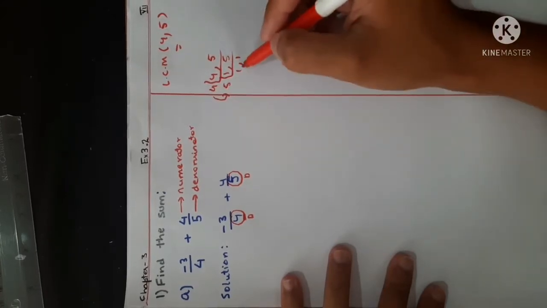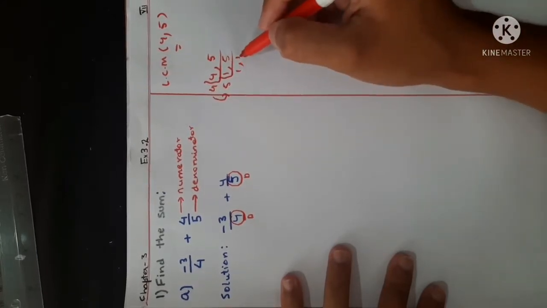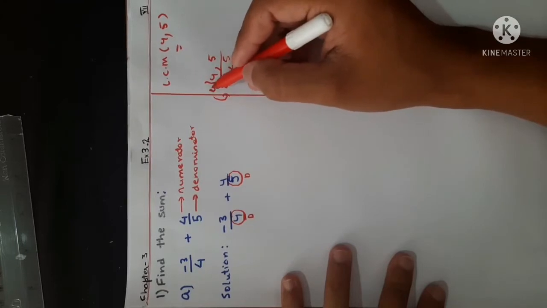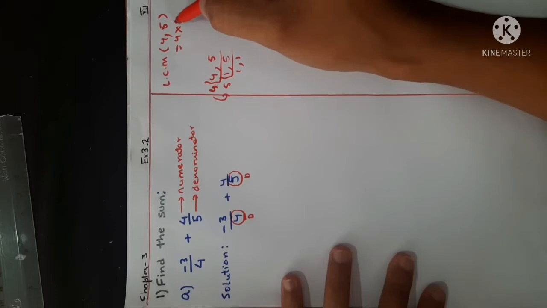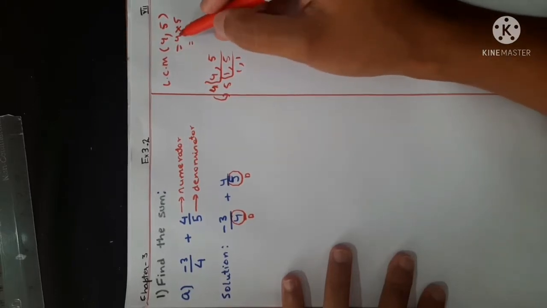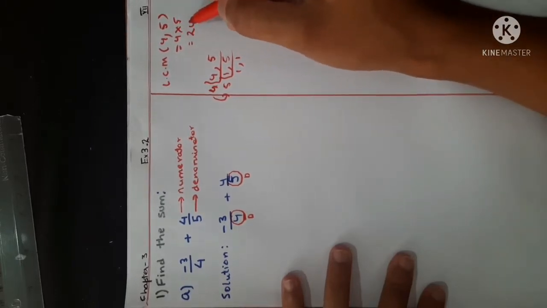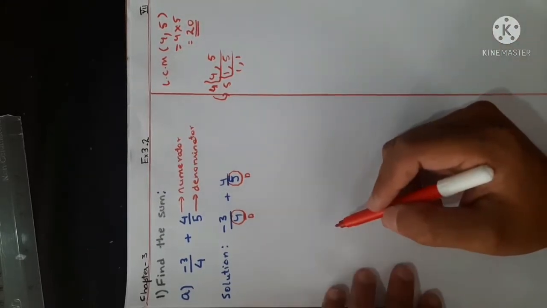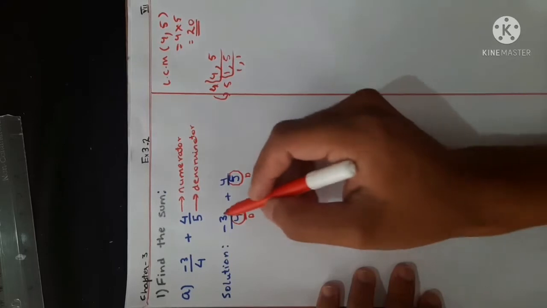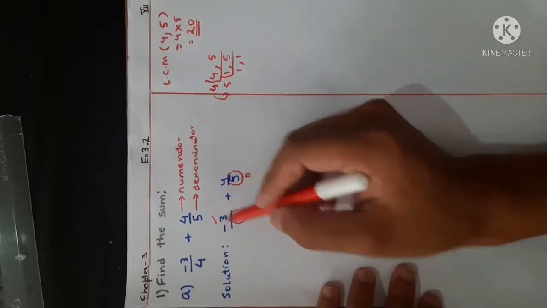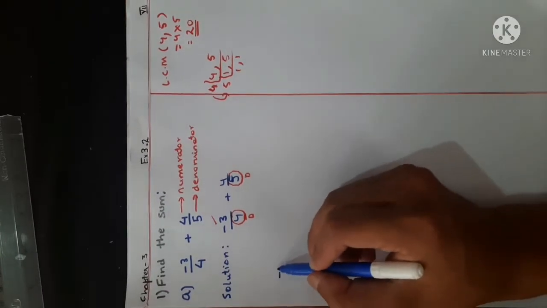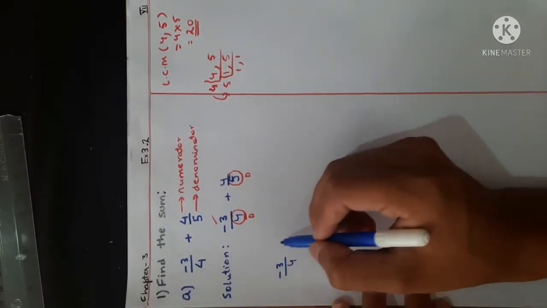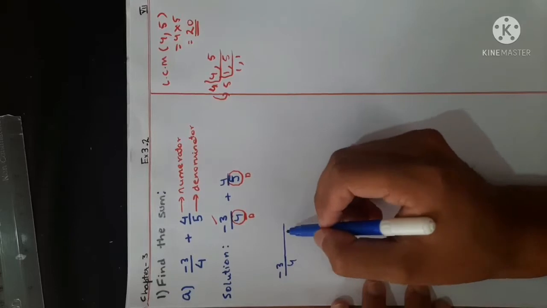We do not need to multiply the 1 and 1 here. We just multiply the 4 and 5 on the side, which is 4 multiply 5. So 4 multiply 5 is equal to 20. So now we have the LCM to be 20. So we take first the first fraction, minus 3 by 4.